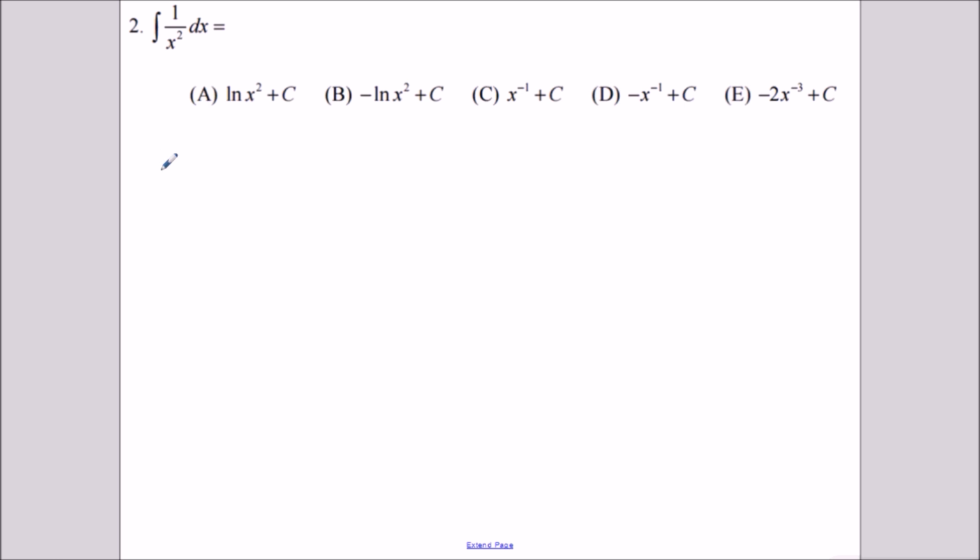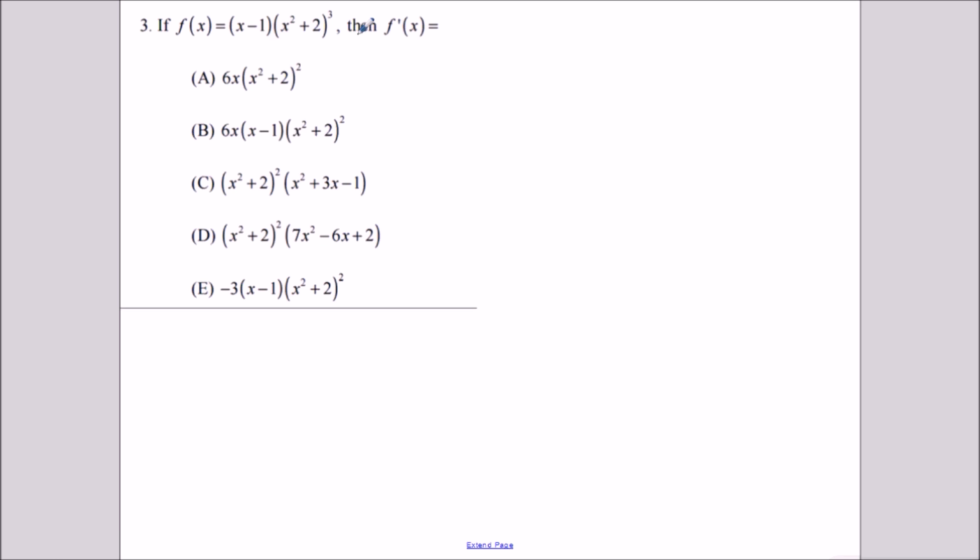For the next question here, don't fall victim to the trap of treating this as a natural log. Even though it's a fraction, you want to rewrite this as x to the negative 2 dx. That way you can use the power rule. So then we apply the power rule. Negative 2 plus 1 is negative 1. Divide by negative 1 makes this negative. And then we just write plus c. That's going to give us choice D for question 2.